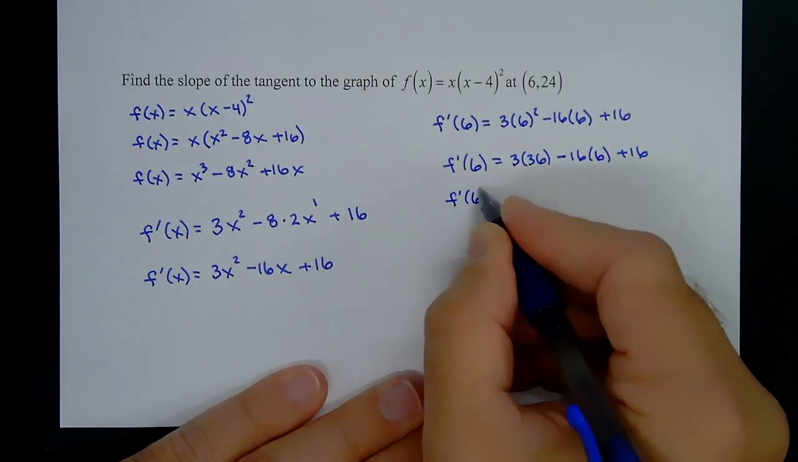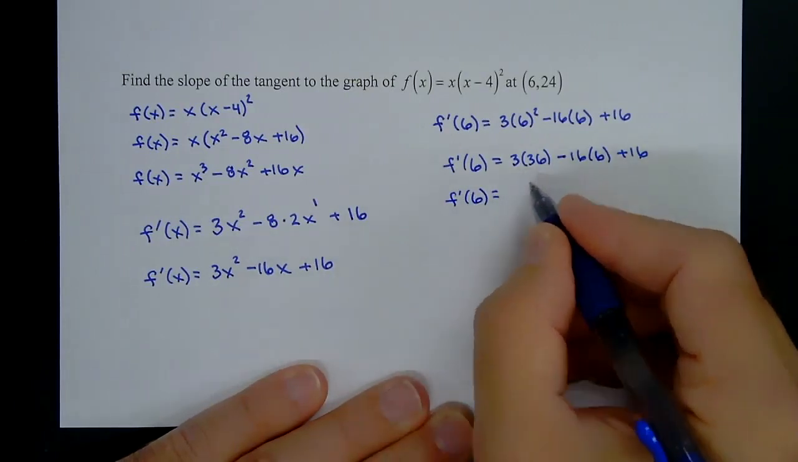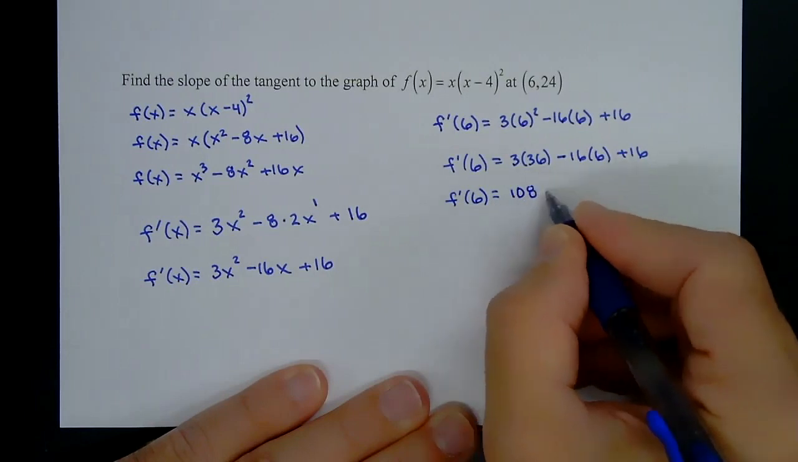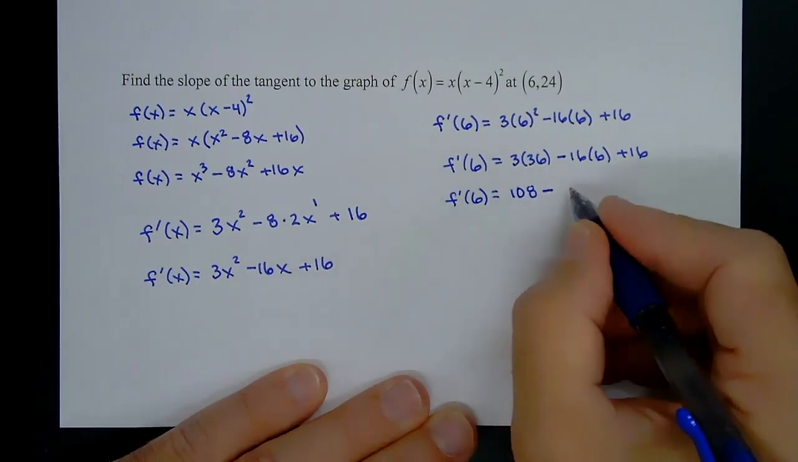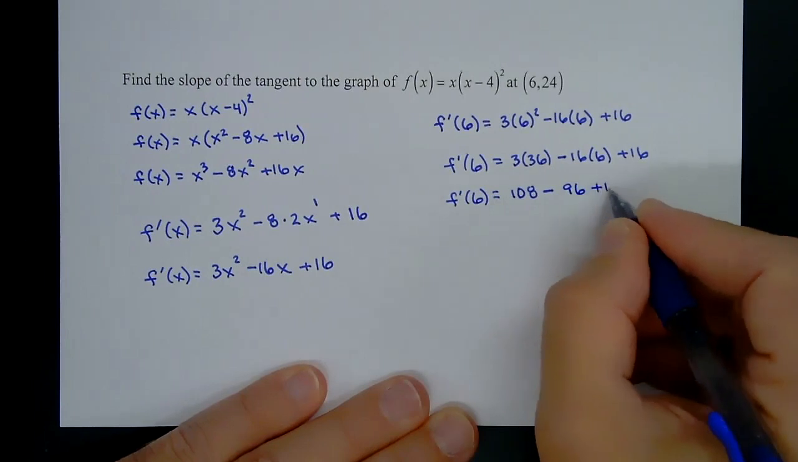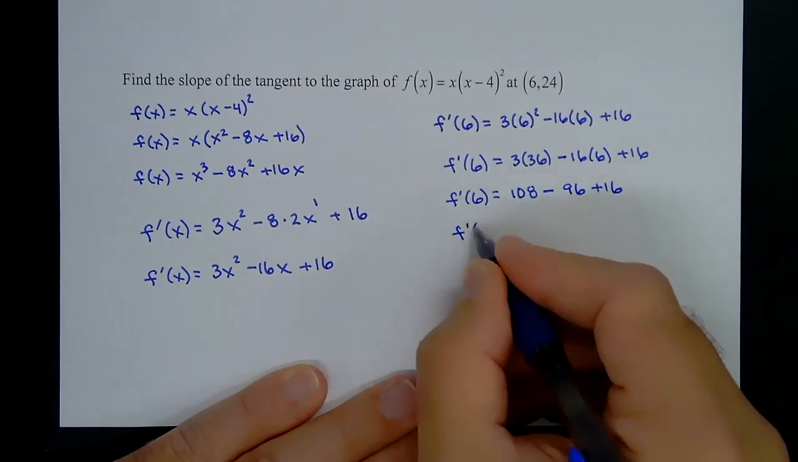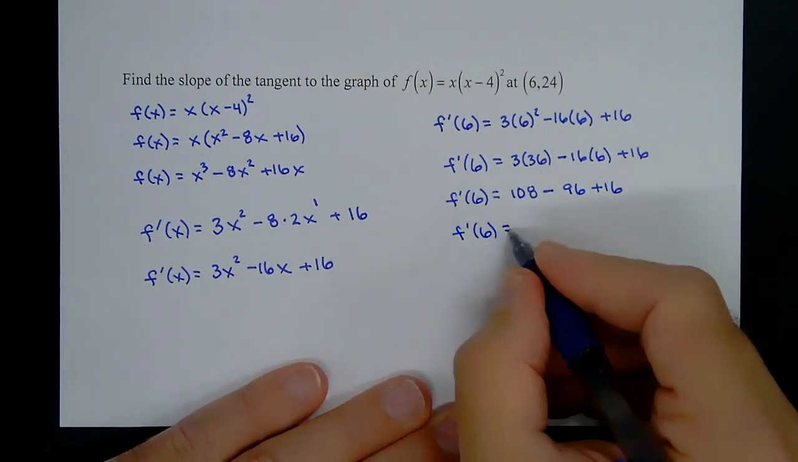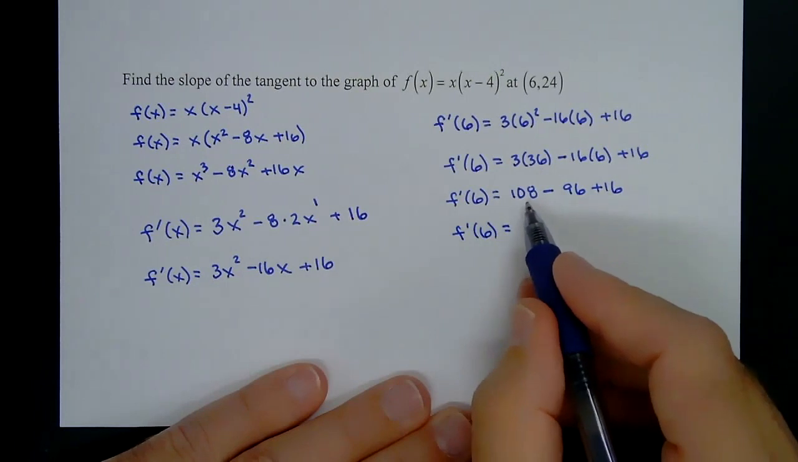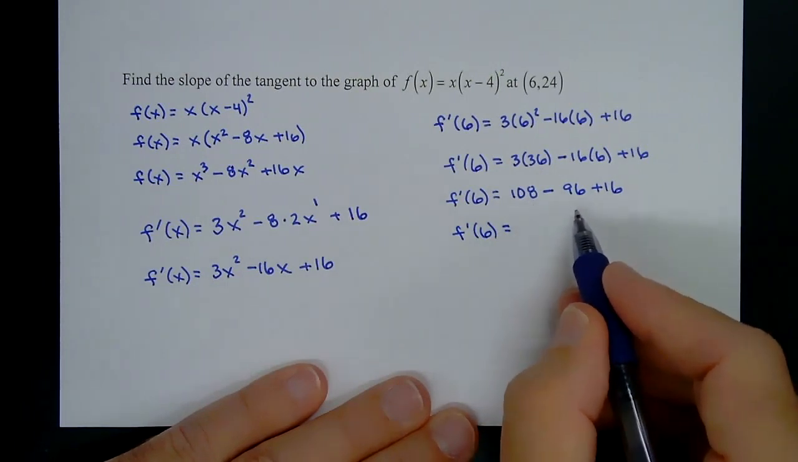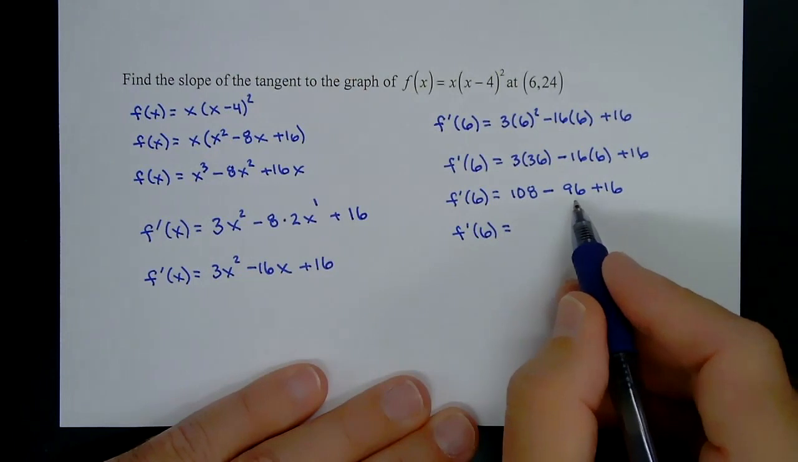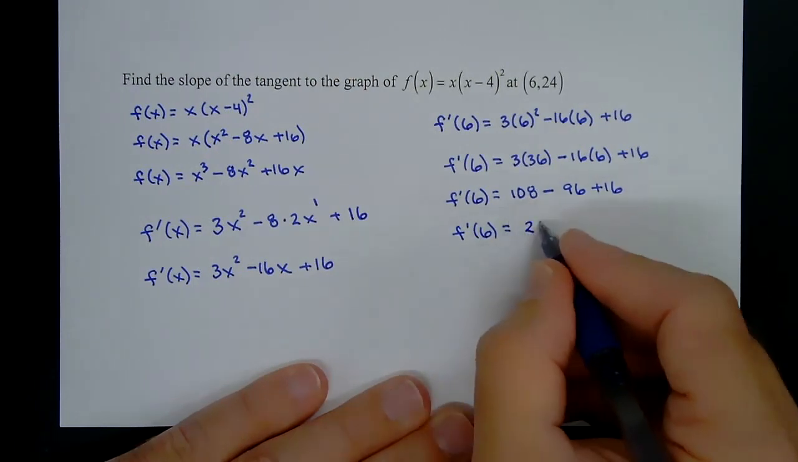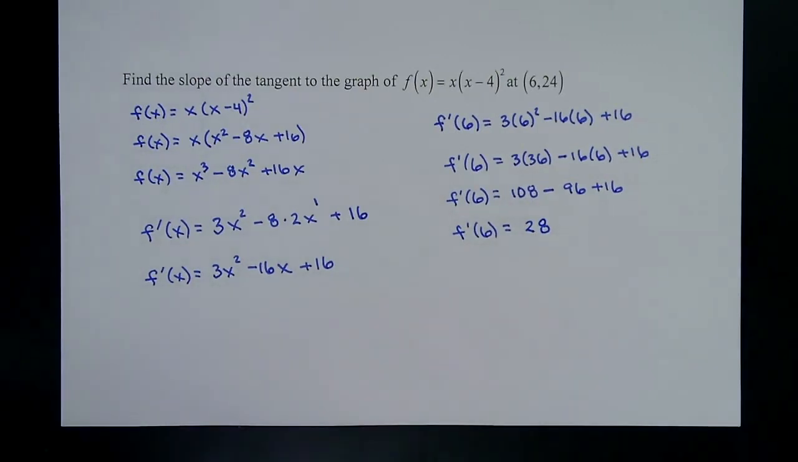So that makes f prime of 6 equal to 3 times 36 is 108 minus 96 plus the 16. And so f prime of 6, the slope of the tangent at the point 6, 24, would wind up being 108 minus 96. So that'd be 12. And then plus 16, which gives you 28. So the slope would be 28 at the point 6 comma 24. The slope of the tangent is 28.